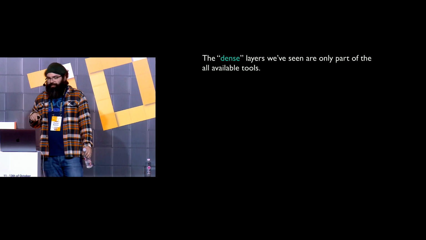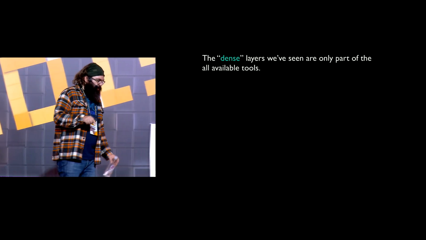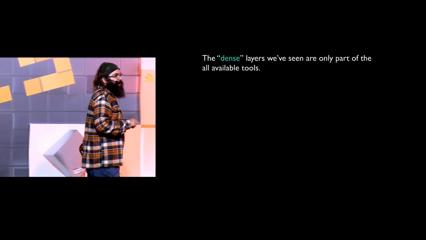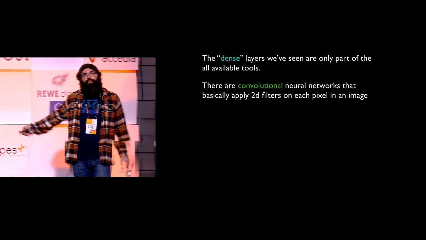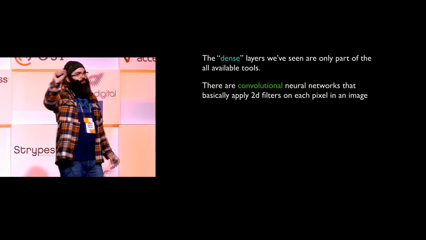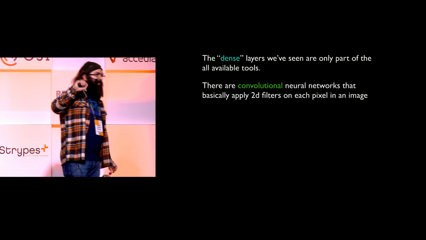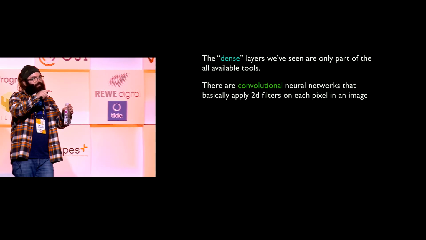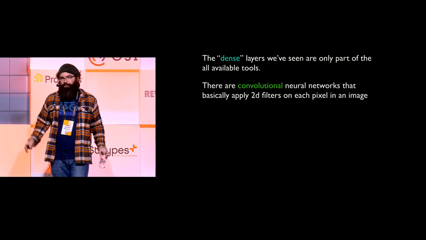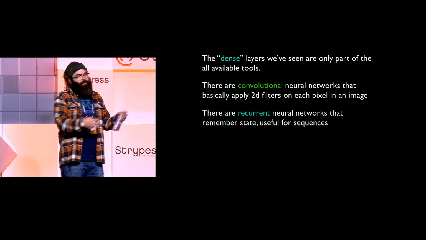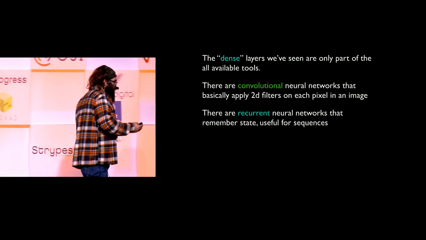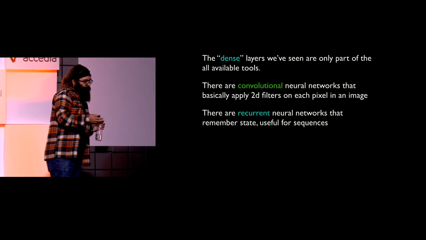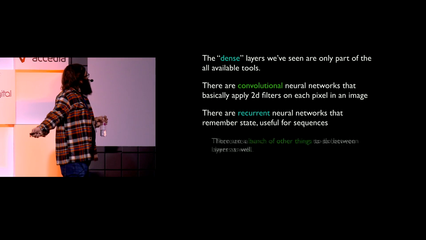The thing I covered up to now is something called a dense layer, or a fully connected neural network, but there's also a bunch of other things you can do. There's something called a convolutional neural network, which essentially moves a 2D filter through every pixel of the image and calculates the result. A filter is a function of the pixel and the nearby pixels, to put it simply. There are recurrent neural networks that remember state, and they can be used for sequences, like human speech, sounds, and so on.